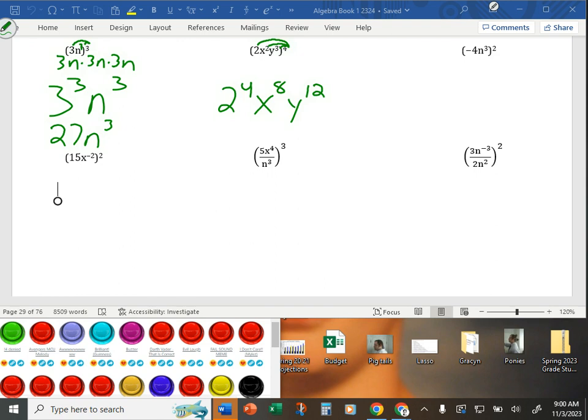So notice that -4 is in parentheses, which parentheses around a negative sign mean it's part of the base, right? So when we distribute in this power of 2 to that -4, -4 is actually being squared. So when we write this out, we have to make sure that we include parentheses around the negative sign.